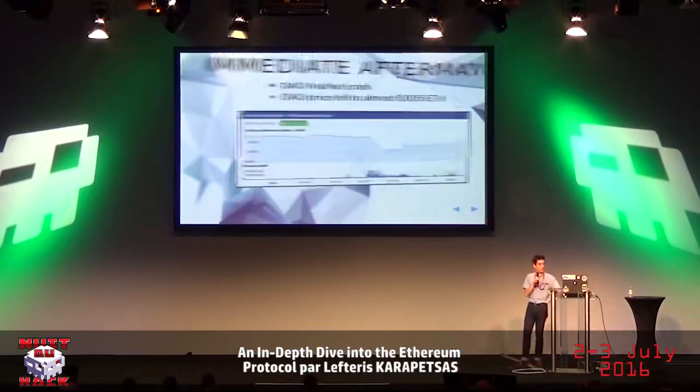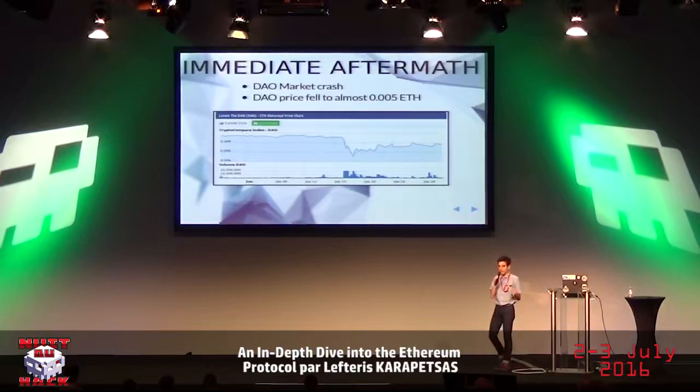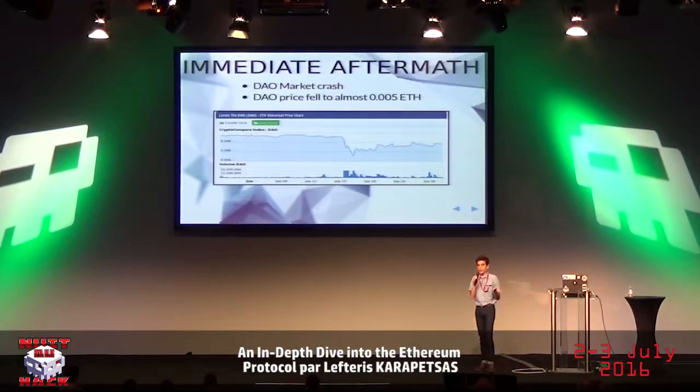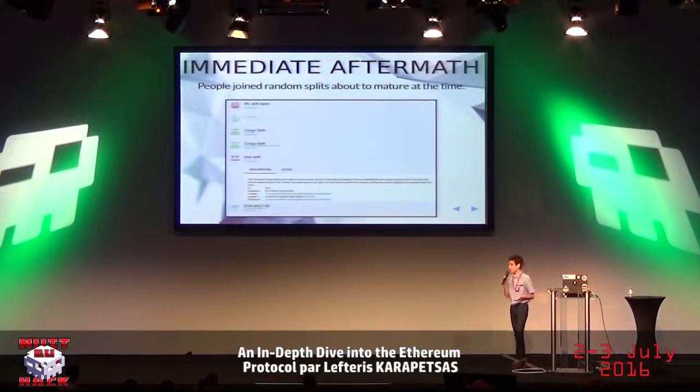So there was a very, very sudden and immediate aftermath. The DAO price crashed immediately, in the same hour. It fell to almost 0.05 Ether, where essentially the normal price would be 0.01 Ether. And people started panicking because they wanted to save their money, as is understood.